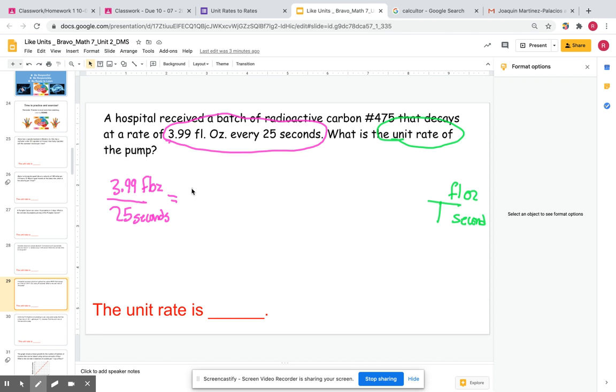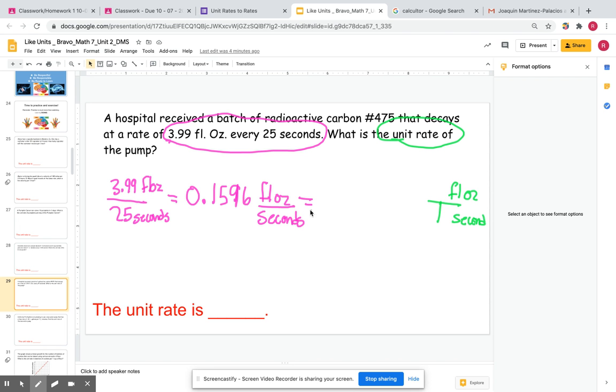I hope you were able to get it, and it's actually very straightforward. 0.1596. That's a 9. Now, you cannot forget about the units. It's FLOZ over seconds. We're not quite done yet because we're finding the unit rate.